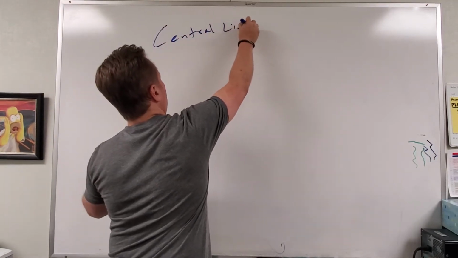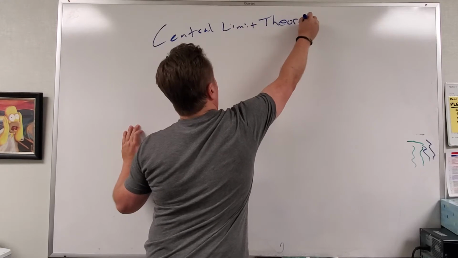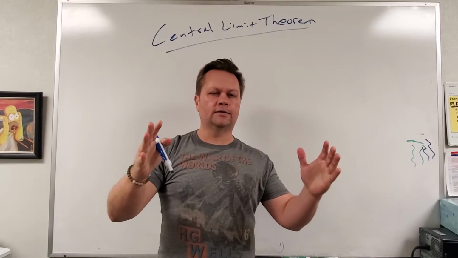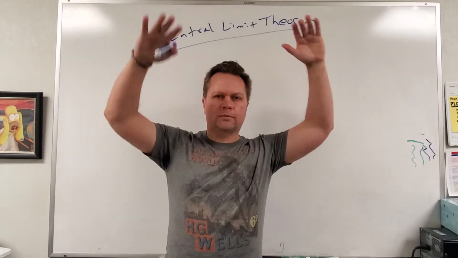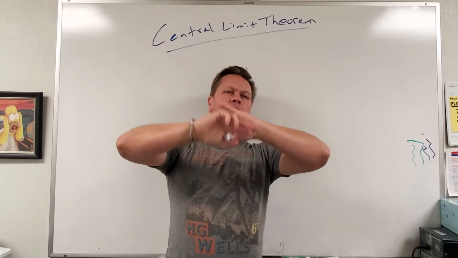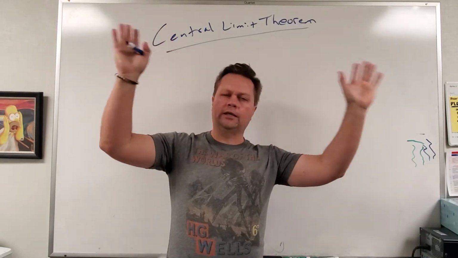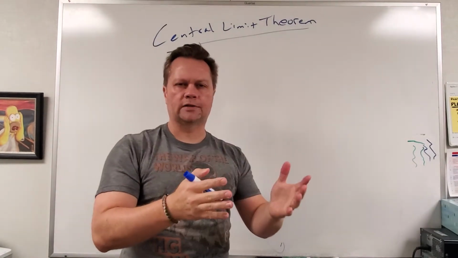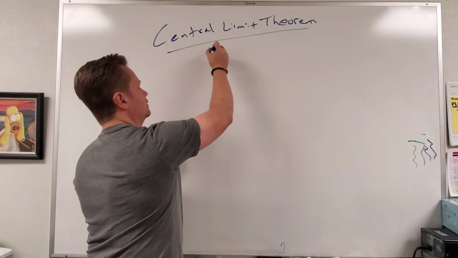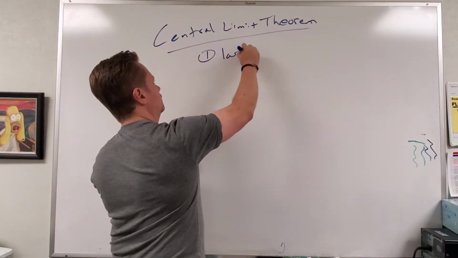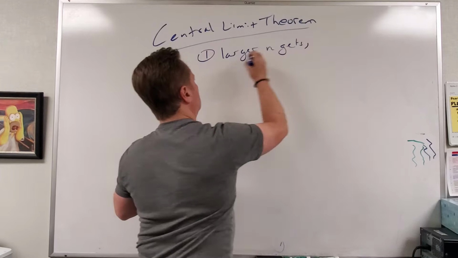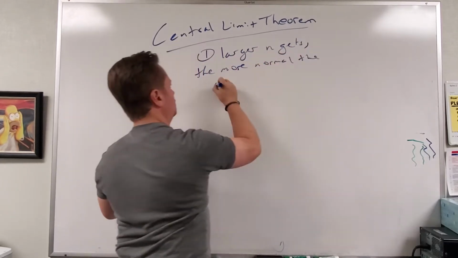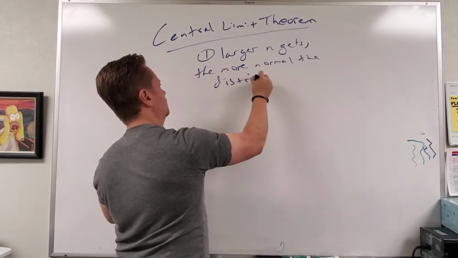So this is where we were talking about, depending on which class you're in, alternate universe Florida or an island somewhere where we had the ages of people and it took one person at a time. And then what happens if we take 20 people at a time, and you end up with something that's approximately normal. So the central limit theorem says the larger n gets, the more normal the distribution of sample means gets.